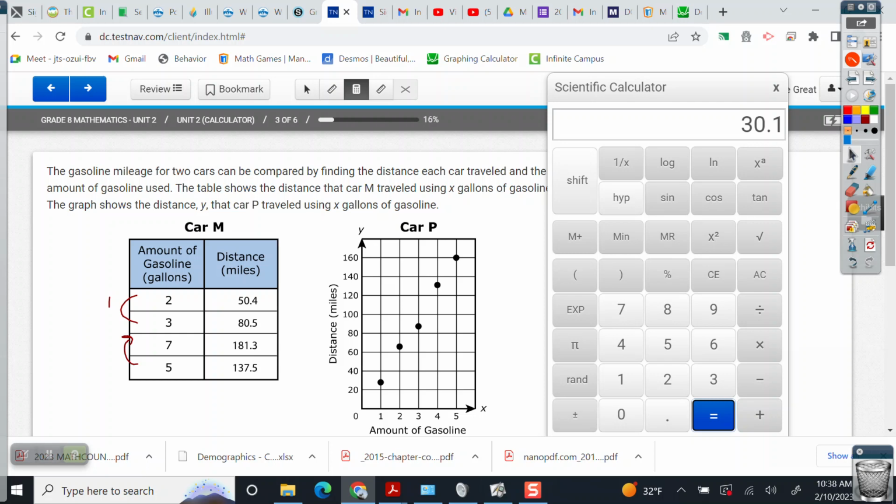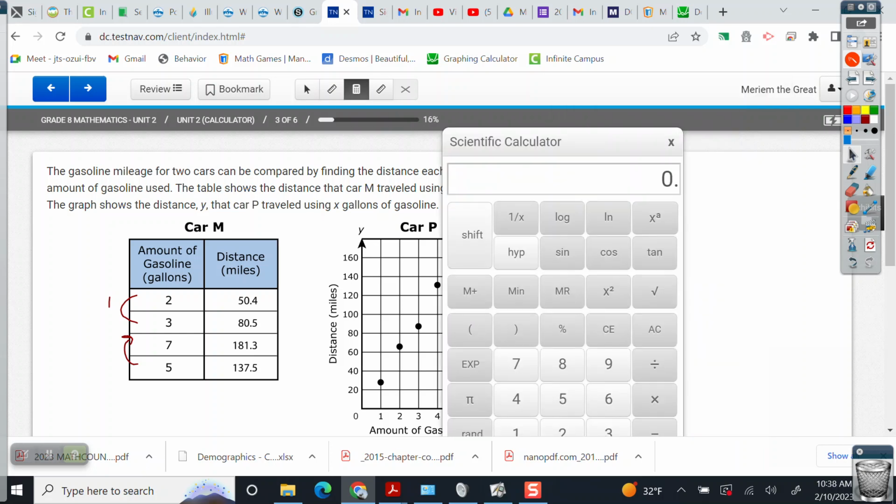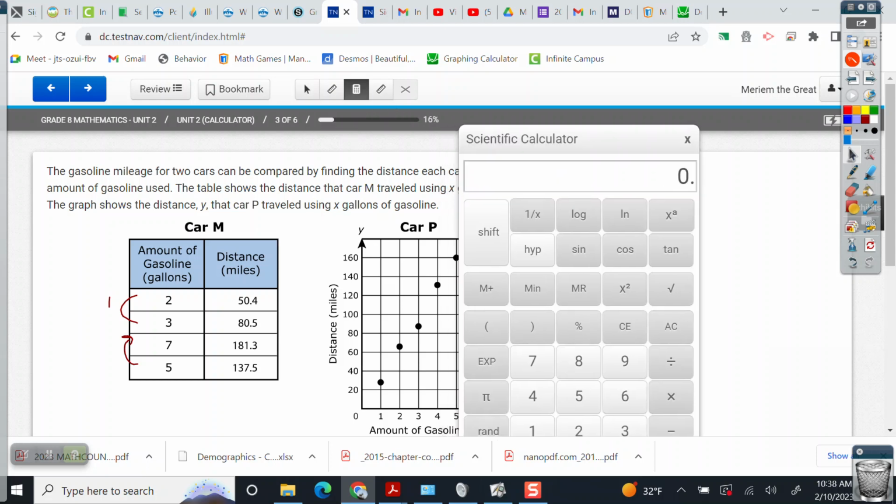So you know what else I could do? I could take the largest data point, which is the 7 gallons, and divide 181.3 by 7. Now let's see if I get a number that's similar to that. So I'm going to clear this and bring up a new calculator.